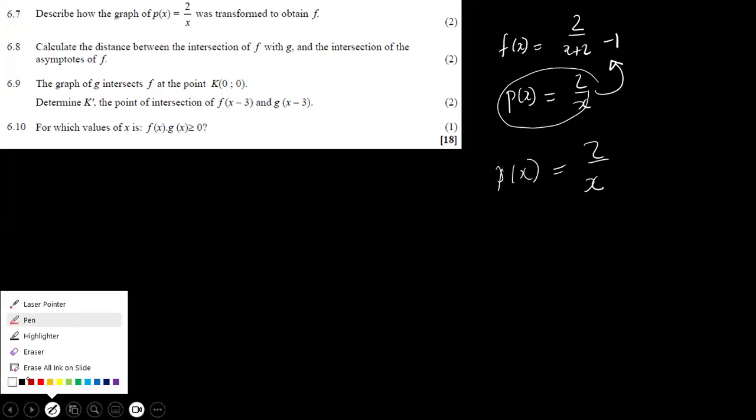Meaning, what are we going to do to this graph so that we can get this graph? You can see this graph is very, very simple. You have 2 over x. To transform this graph to there, you're just going to add 2 there, and you're just going to add -1 there. It will take you back there. But the question is mathematical. How are we going to put it down? What are we going to say to answer that question?